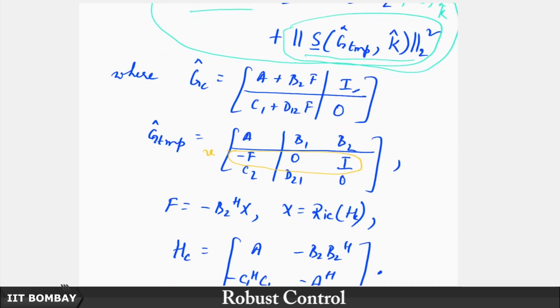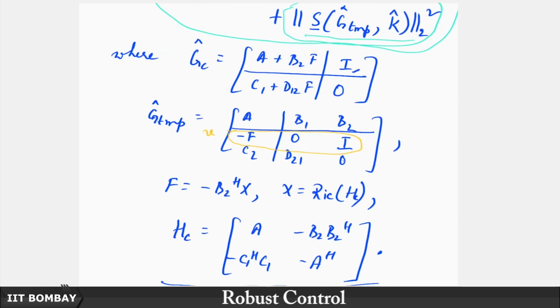So, how does it come out? Once you have this F, you call this G hat TMP. You see again everything in G hat TMP in this particular variable here comes from the plant except for this one term which is F, but this F we have already solved.